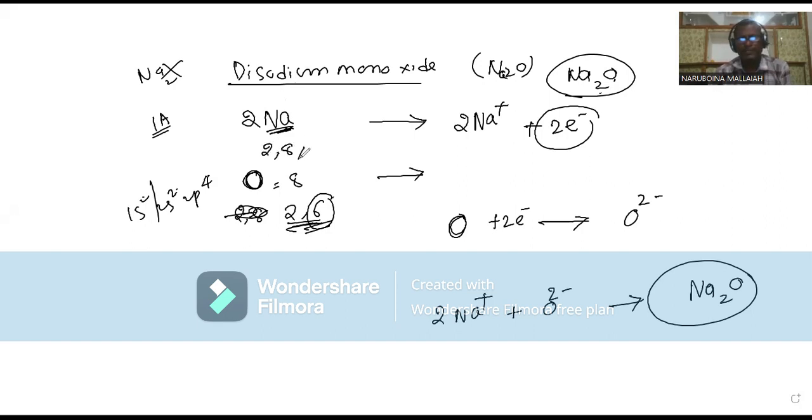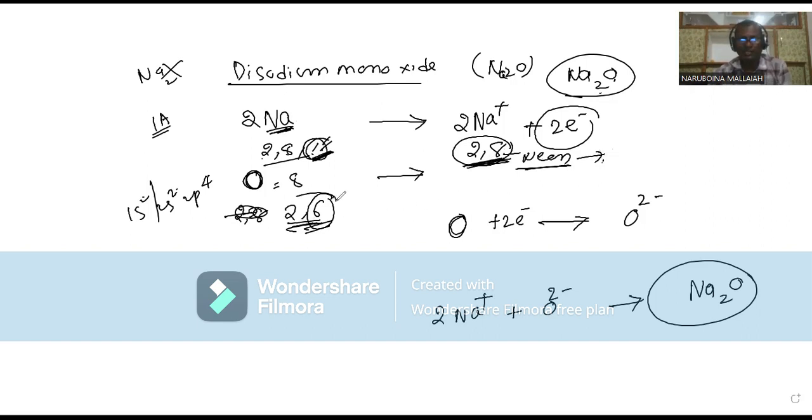2, 8, 1, right? 2 plus 8, 10, 11. In its outermost orbit, it has one valence electron. This is lost by sodium, and when it becomes a cation, it has only the 2, 8 configuration. Sodium loses this electron. Now that sodium atom is left with 2, 8 configuration. 2 plus 8, 10, that is neon configuration. So sodium atoms, by losing one electron, are getting the configuration of neon. In this way, they are becoming stable by attaining inert gas configuration.